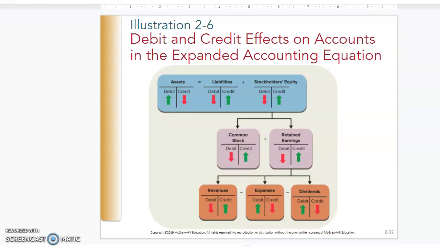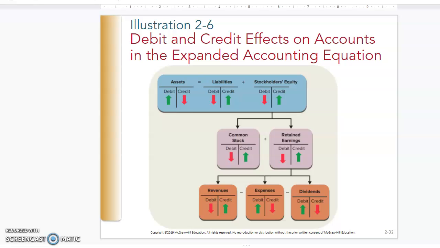Hello. This screen is illustration 2.6, which is in your textbook. I think it's also in the PowerPoints. This is the rules of debit and credit. So as you're working through the problems in this chapter, you can refer to this illustration to help you determine whether or not the account needs a debit or a credit to make it go up or down, whatever you want it to do. Right?